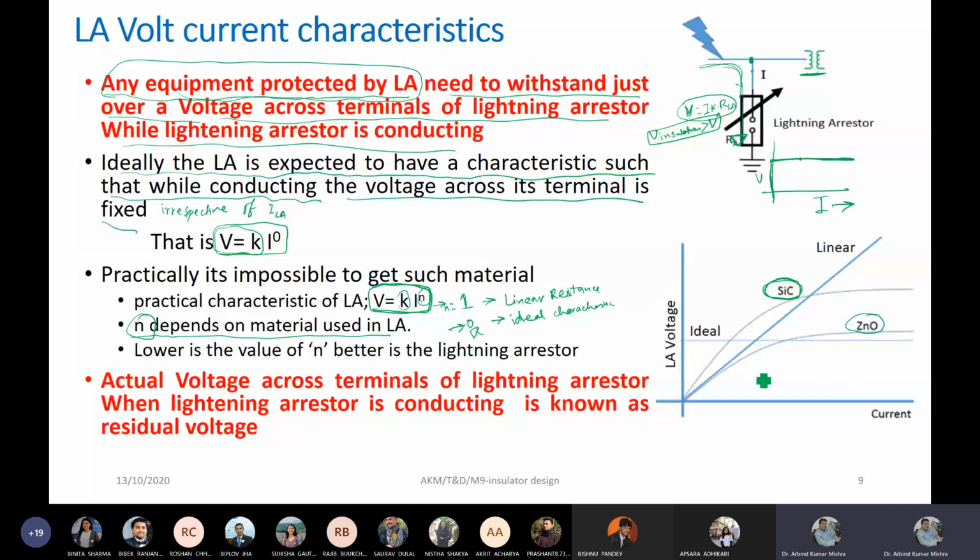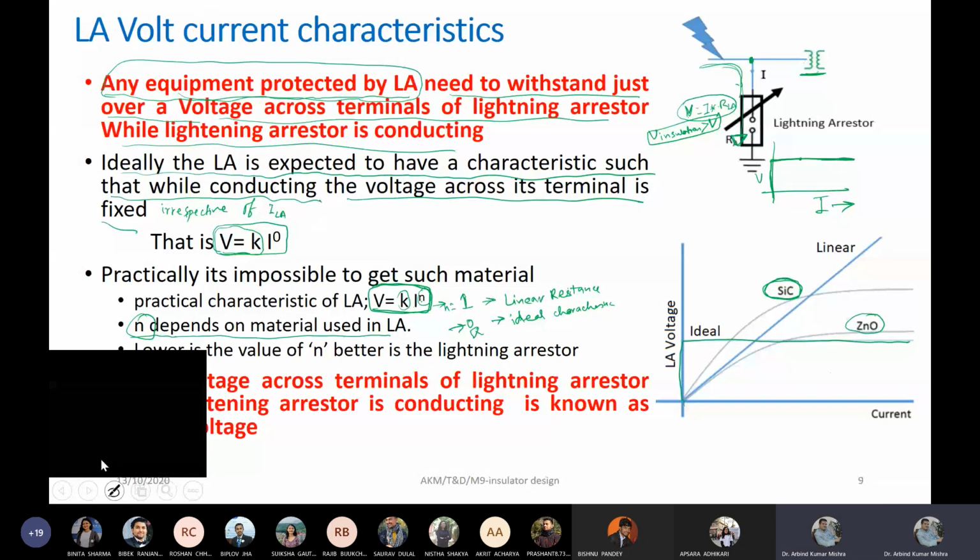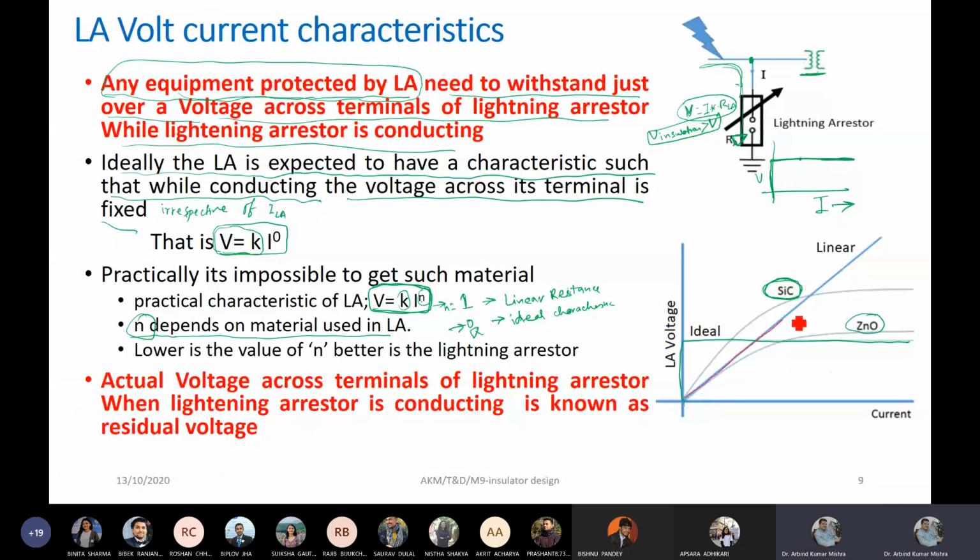Here in this graph you can see the ideal characteristic. This is the linear one, just a resistance. Basically, silicon carbide has slightly more voltage if the current passing through it is higher. It saturates, but slightly higher. And here it is a bit better in zinc oxide. It saturates even for very small current.